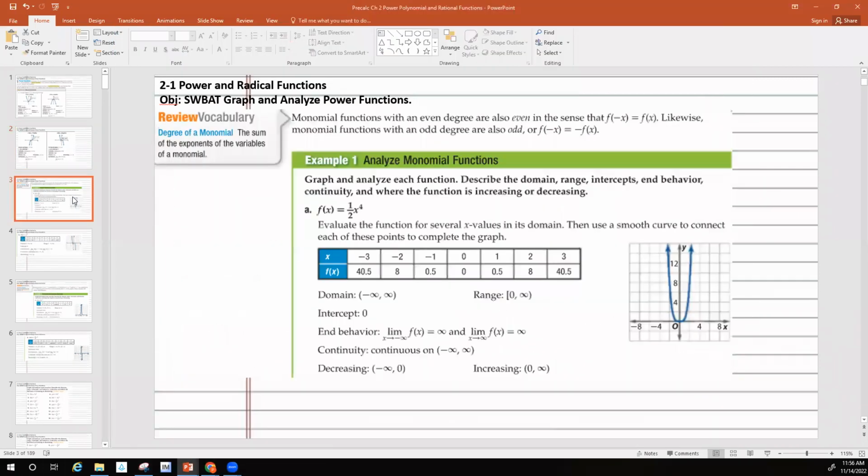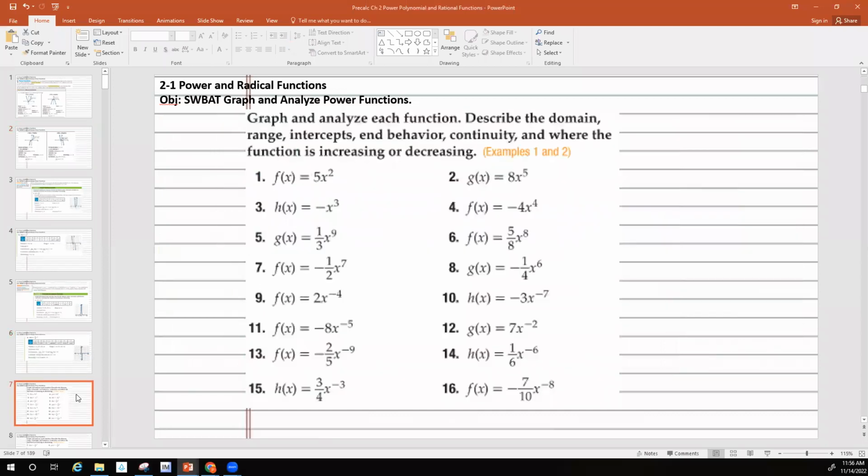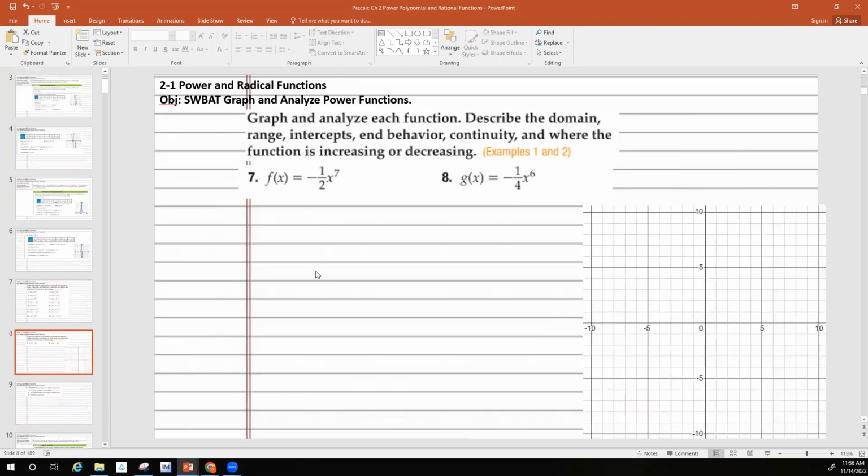All right. And we're going to look at some examples. So first one, graph and analyze each function, describe the domain, range, intercepts, end behavior, continuity, and where the function is increasing and decreasing. So let's look at numbers. We'll do 3 of these. We'll do 7 and then 8, and then we'll do number 16. All right. So first one we'll do is 7.